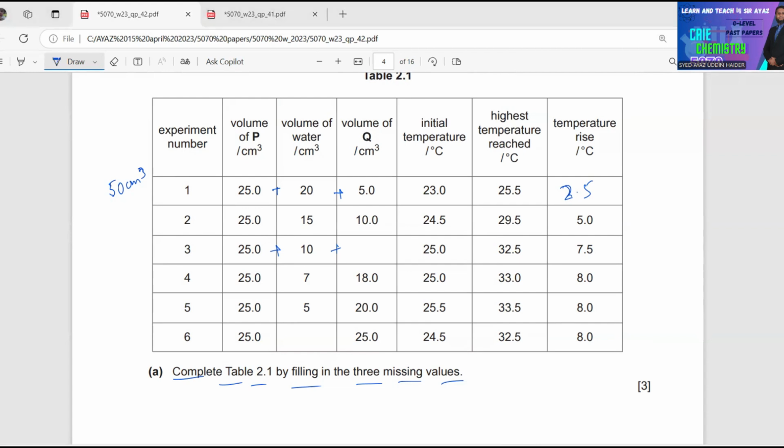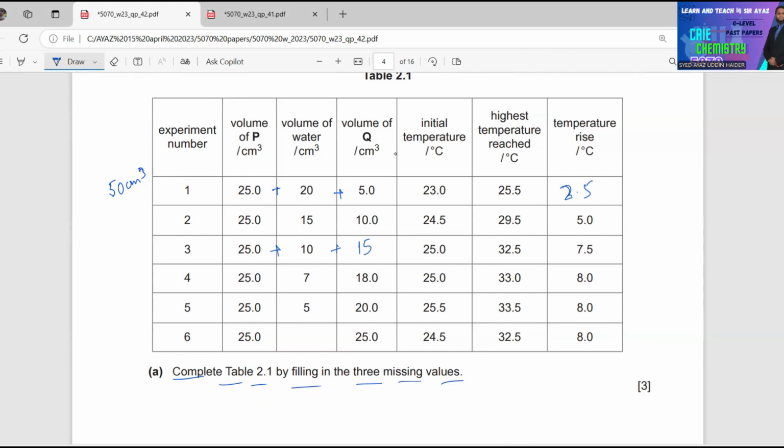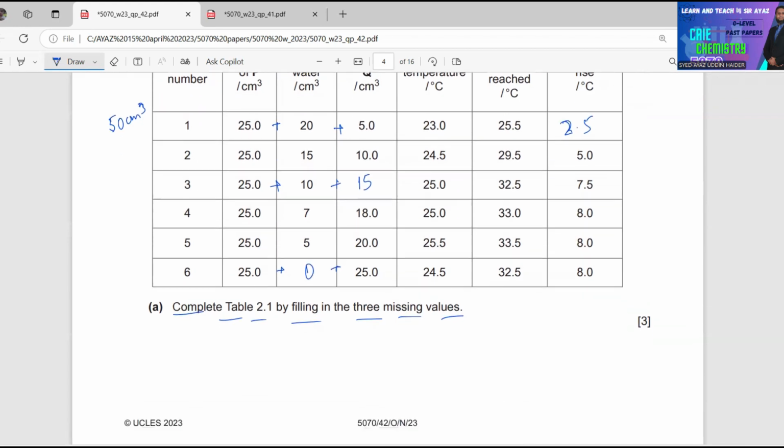50 minus 35, 15. So you have to write 15 here. Experiment number 6, 25, volume of water missing. Then you have volume of Q in centimeter cube, 25. So it must be 0 in order to get 50 centimeter cube. This is all we have.